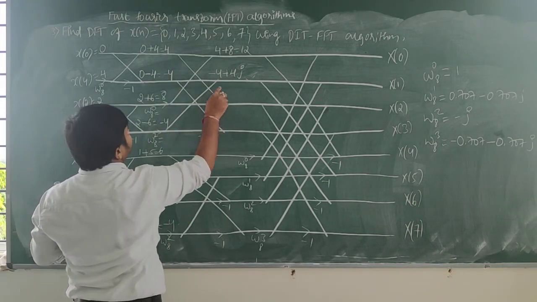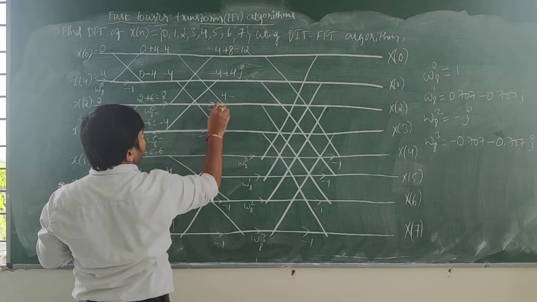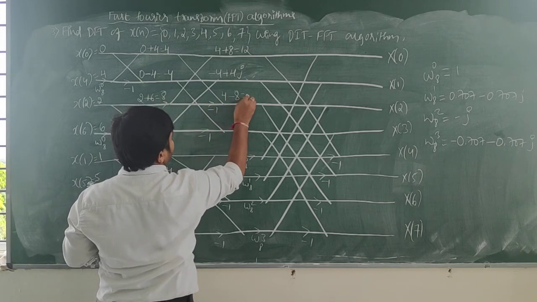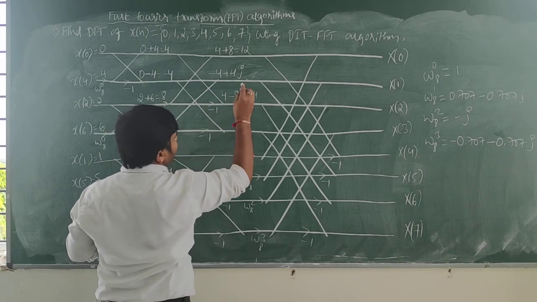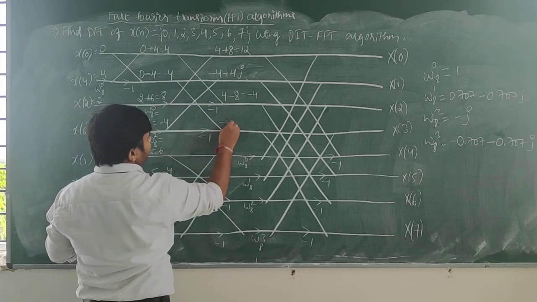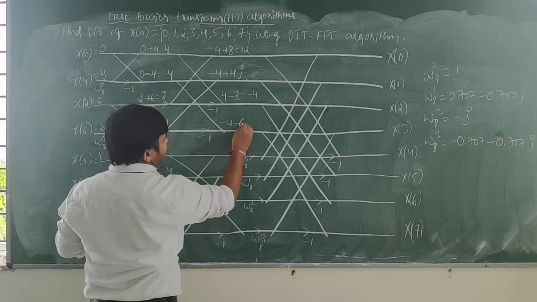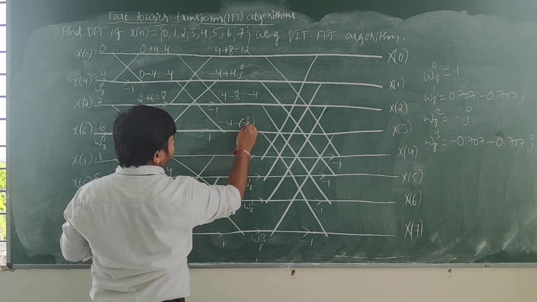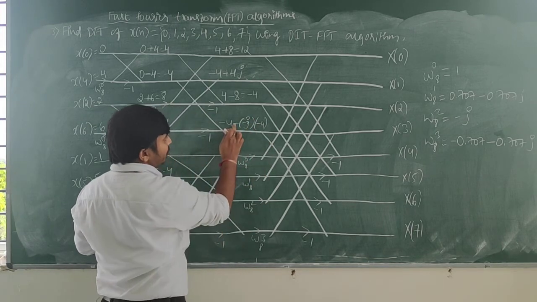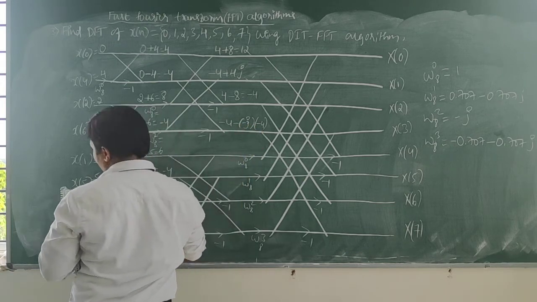So here 4 is coming. 4 minus W8 power 0 into 8. It is 8. 4 minus 8, minus 4. Okay. So here minus 4 is coming. Minus W8 power 2 is minus j into minus 4. Minus into minus plus, plus into minus, minus 4j.